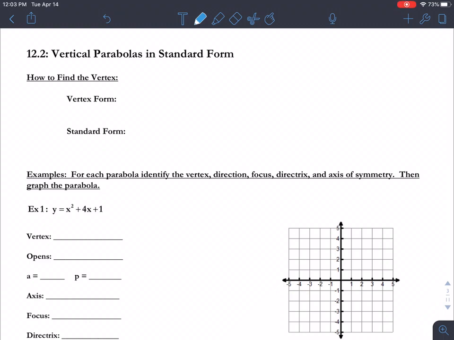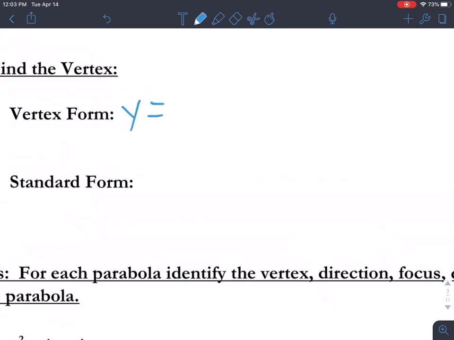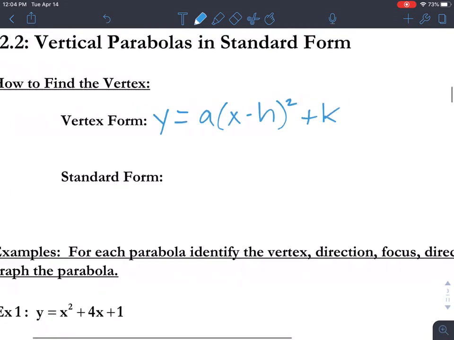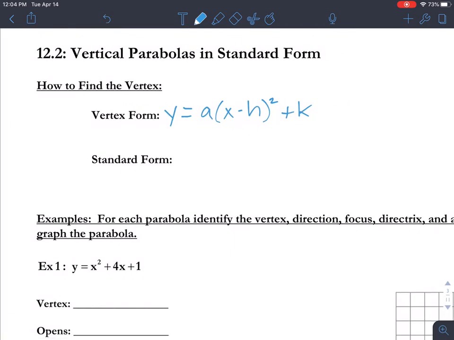Hey guys. So today we're going to continue vertical parabolas, and the only thing we're changing up today is just the form that it's in. So vertex form we did yesterday, which is y equals a times x minus h squared plus k. We know how to find the vertex, and we do that by just basically pulling it out of the form, h, k. And the exciting part is mathematicians weren't really creative. Vertex form, you find the vertex pretty easily.